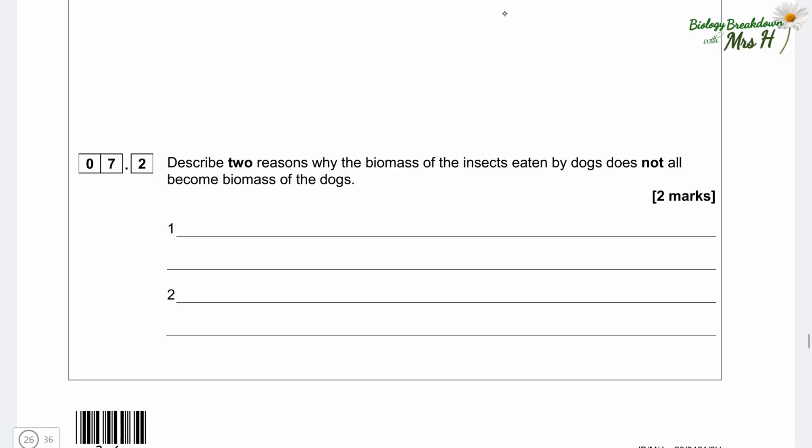Describe 2 reasons why the biomass of the insects eaten by the dogs does not all become the biomass of the dog.